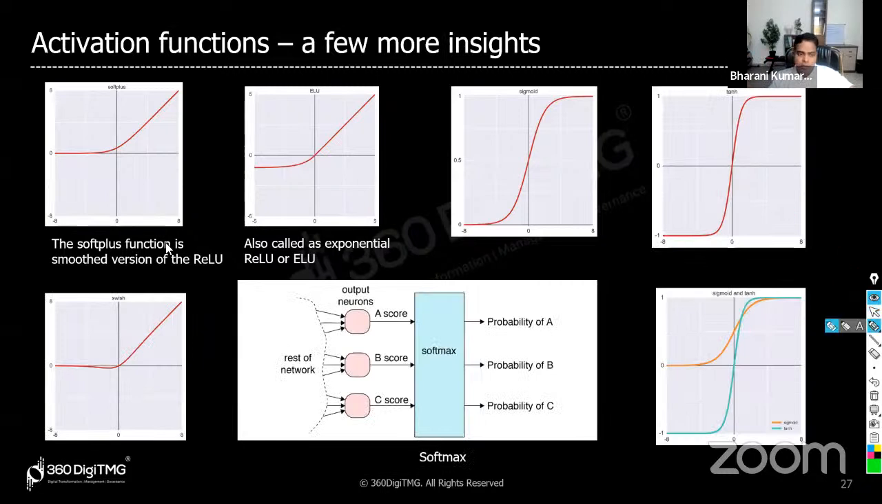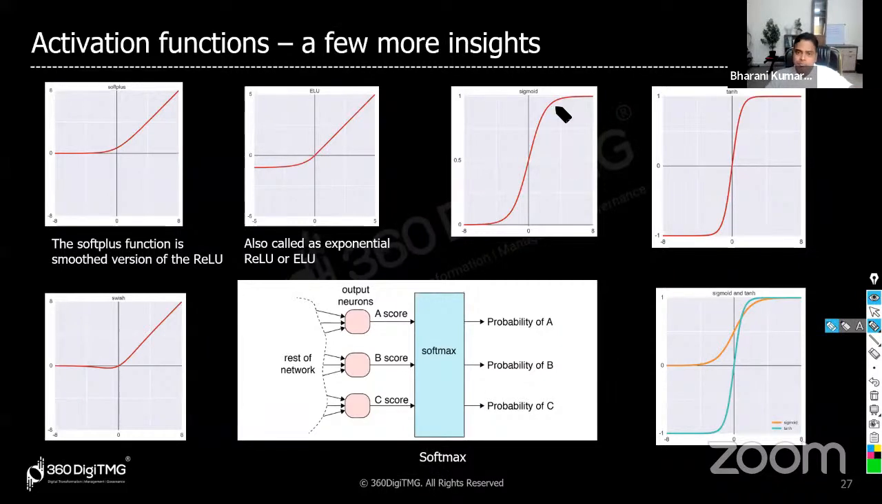Then we have a few other functions called softplus, which is a smoothened version of ReLU. ReLU would be like this. If you just smoothen it, it becomes softplus. ELU we have already discussed, sigmoid we discussed, tanh we discussed, right? And then we have something called swish, which is a combination of ReLU and ELU, wherein you have a small bump like that. And we also have the softmax function.